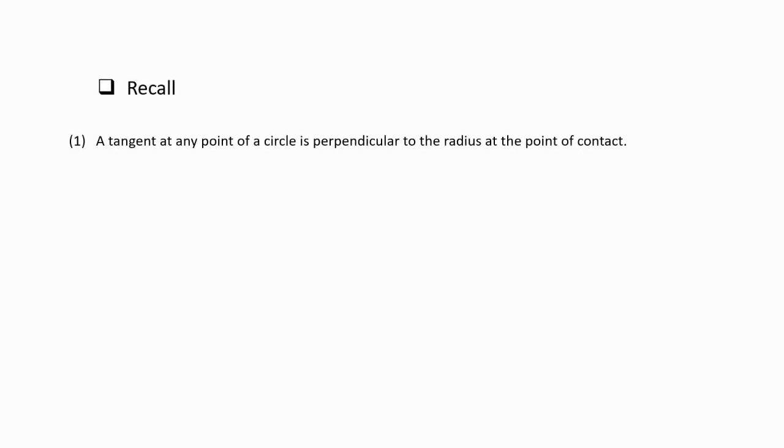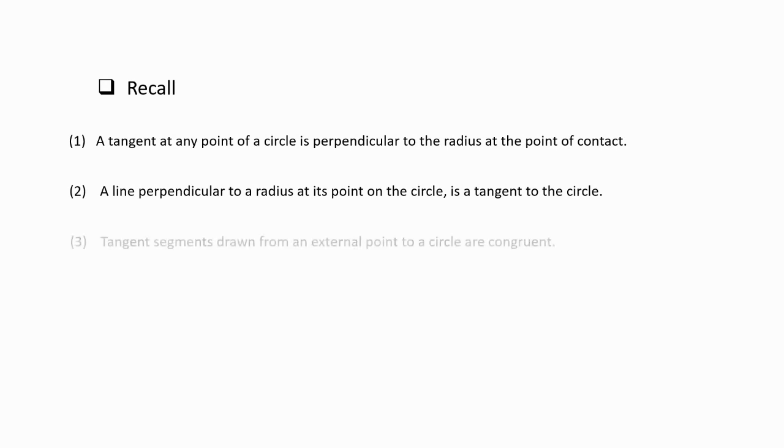Let us recall. First, a tangent at any point of a circle is perpendicular to the radius at the point of contact. Second, a line perpendicular to a radius at its point on the circle is a tangent to the circle. Third, tangent segments drawn from an external point to a circle are congruent.